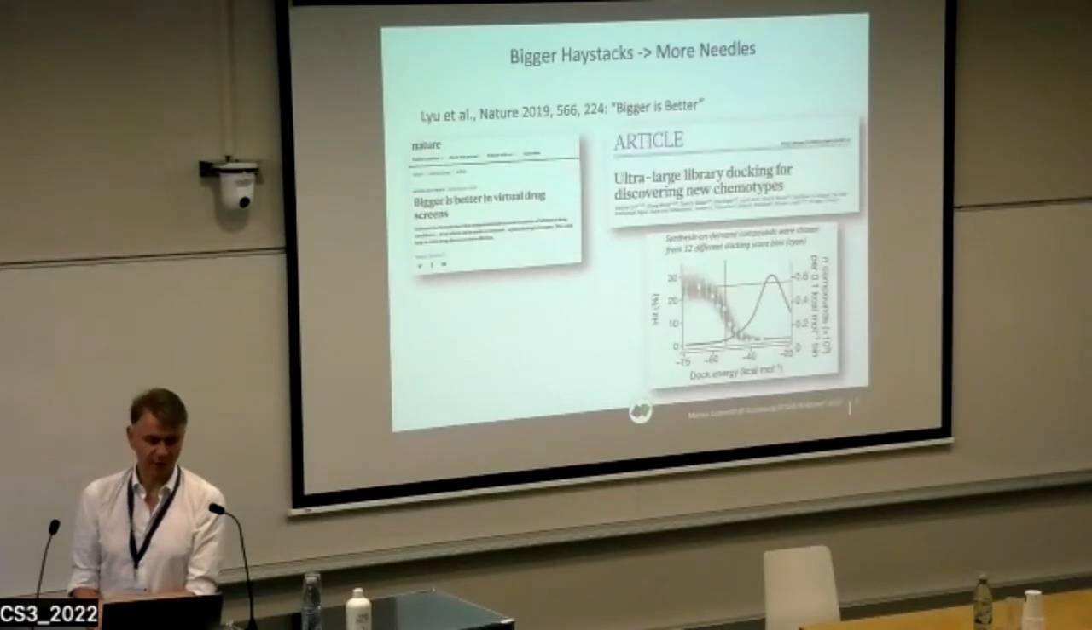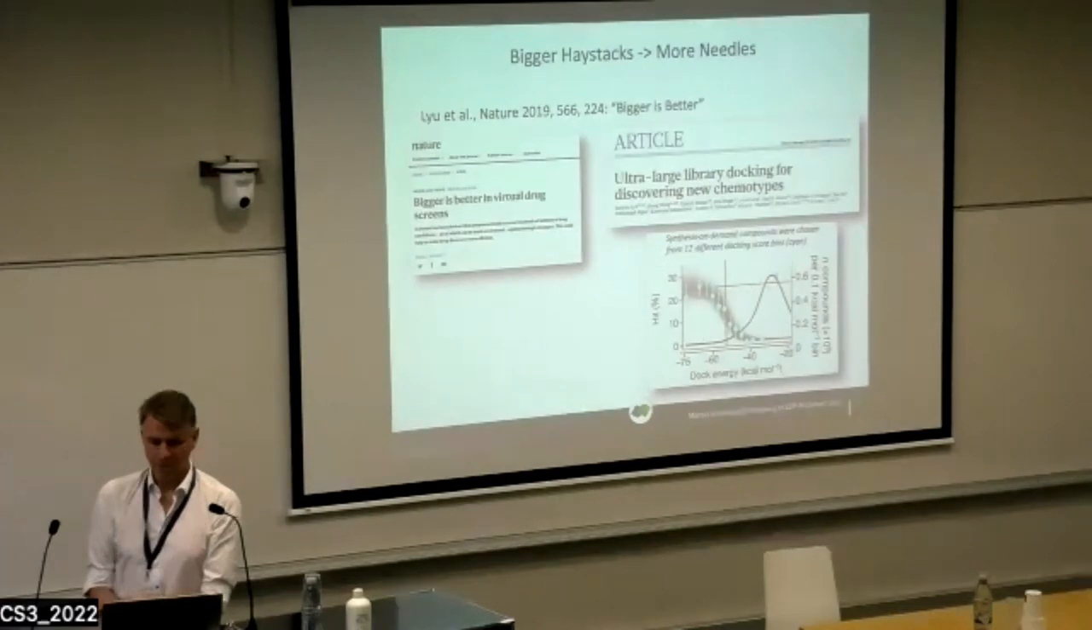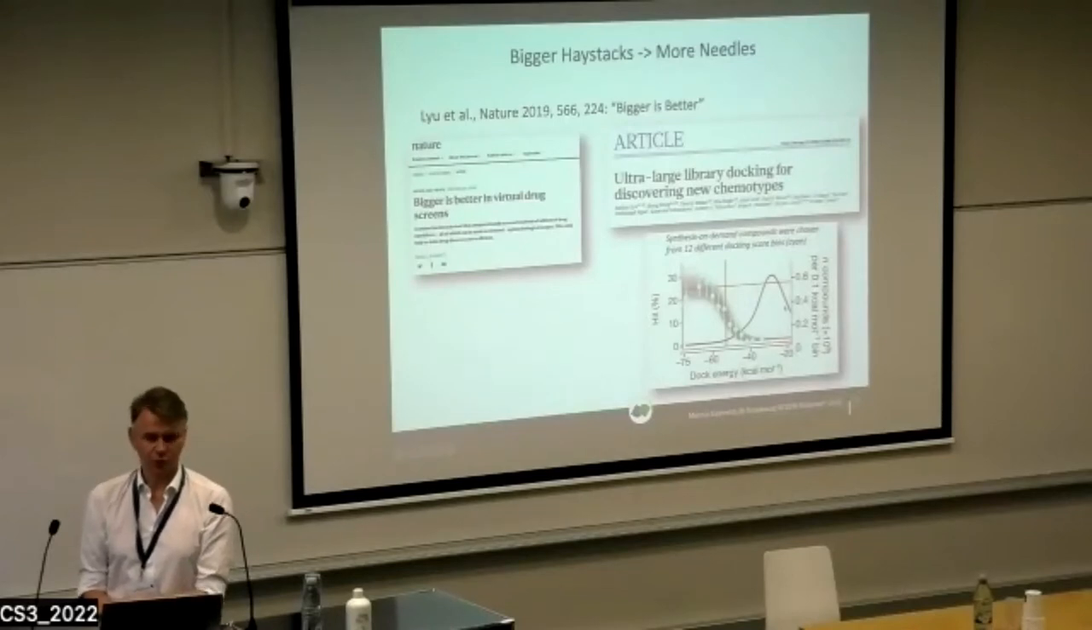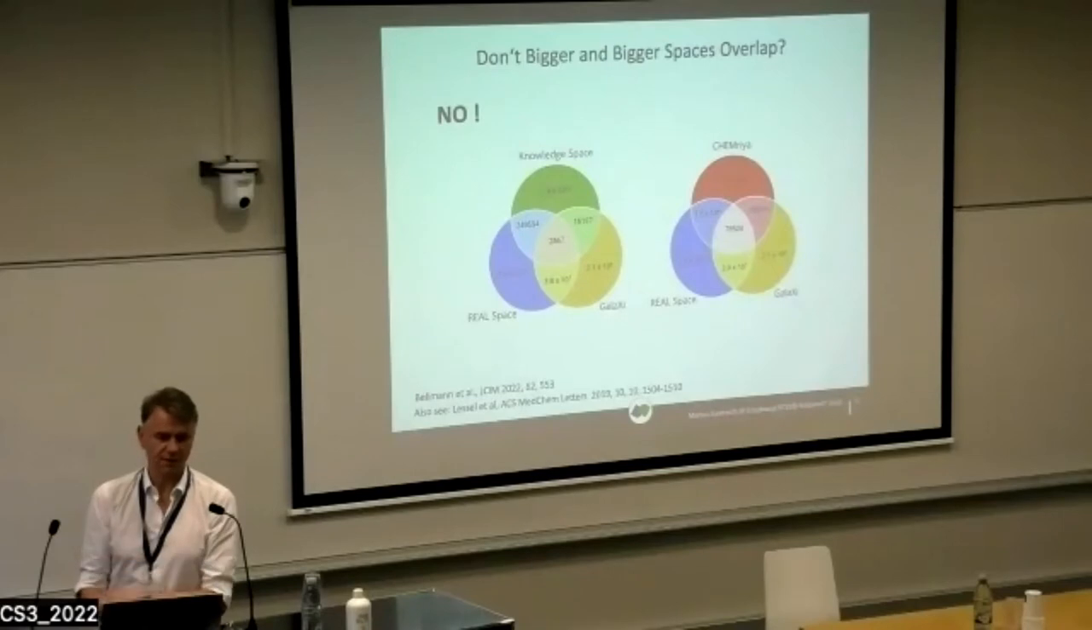Here's a recent paper that has gained a lot of attention in Nature 2019 from the Shoichet group, and that had an editorial introduction, "Bigger is better in virtual screening: ultra-large library docking for discovering new chemotypes." And also they modeled the distribution with respect to finding actives at given thresholds for docking energies. Another type of hint in that direction.